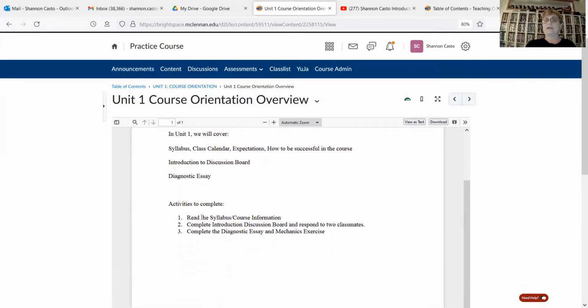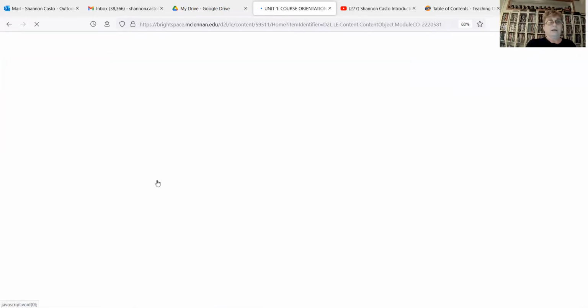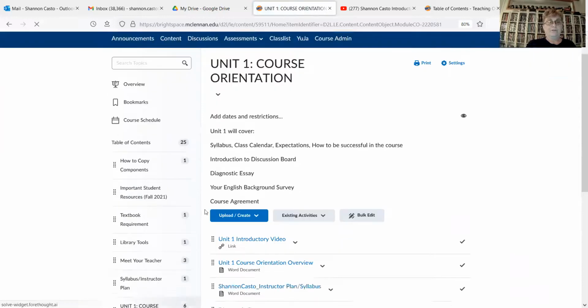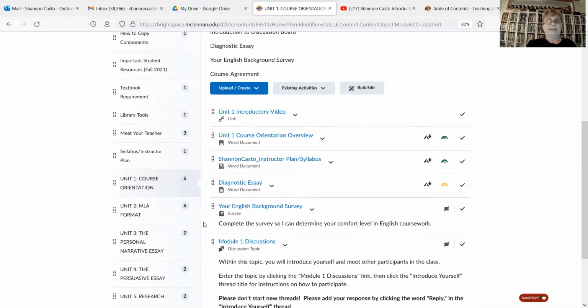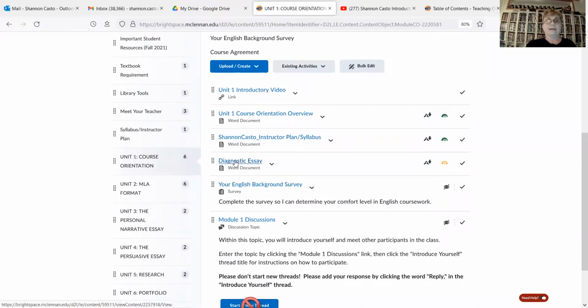So it actually gives them a numbered list to tell them what all they need to accomplish by the end of the week. And again, that's how their attendance would be determined. So if I go back into the other things in Unit 1, we have this right here, instructor plan syllabus again. And then I have an assignment for a diagnostic essay.